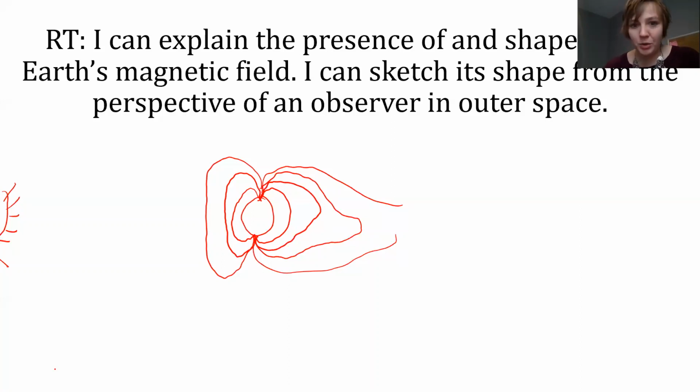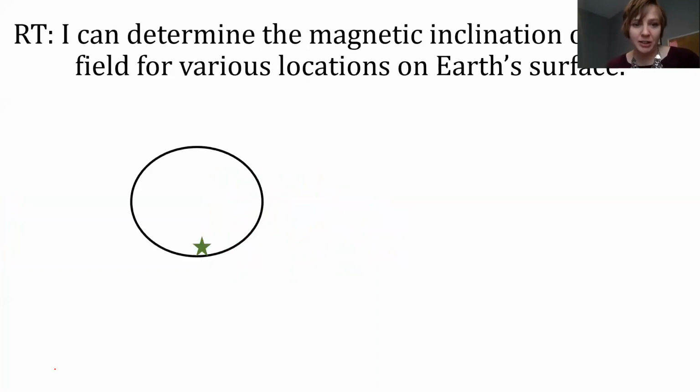So that brings us to our near field magnetic field, which is going to come up over here. The next reasoning target asks you to determine the magnetic inclination of Earth's field for various locations on Earth's surface. And this star is just representing a location that you might be asked to determine the magnetic inclination for. Now, anytime you're asked anything about magnetic inclination on Earth, the first thing you're going to want to do is make a sketch to guide you.